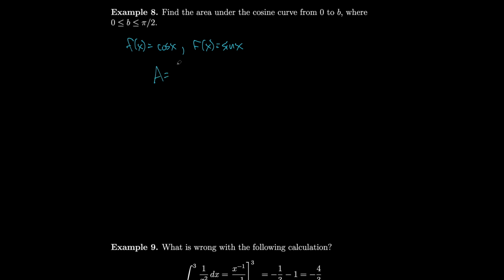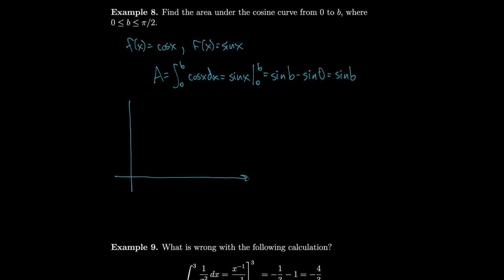Our area then becomes the integral from 0 to b of cosine x dx, which is sine x from 0 to b, which is sine b minus sine 0, but sine of 0 is 0, so we just get sine b. This is actually kind of cool because if you were to graph this, let's say from 0 to pi over 2.